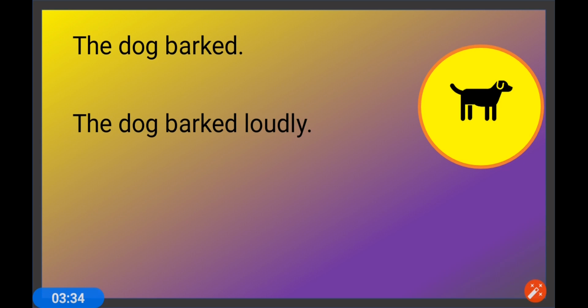Okay, let's move on to the next. The dog barked. The dog did not bark at anything in this sentence, so there is no object. So we just say this is an intransitive verb. The dog is the subject. Bark is the intransitive verb. Okay, the next is the dog barked loudly. Loudly there tells us how the dog barked. So this also is an intransitive verb.